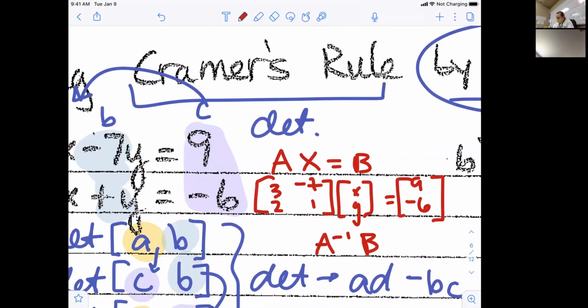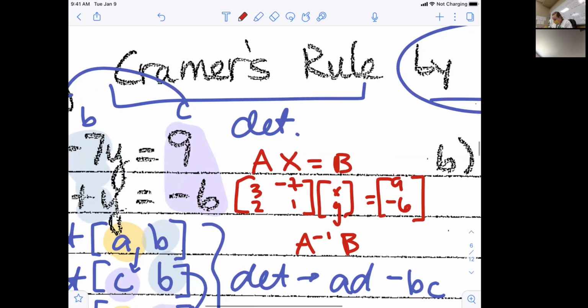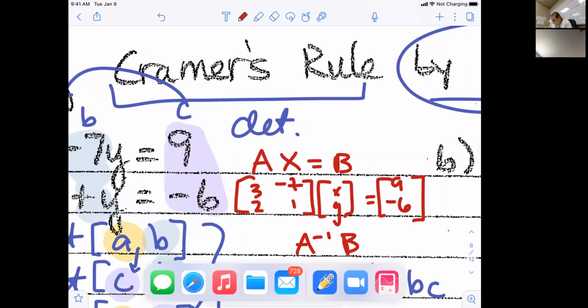Well, let's put these in. Let's put in 3, -7, 2, 1 for A, and let's put 9, -6 in for B and see if that answer gives me the same thing. These are all very similar. It's the same concept, it's different methods to get to my answer. So let me get my calculator up. Let me put these in.